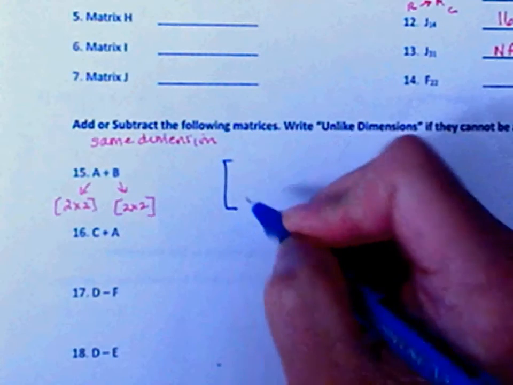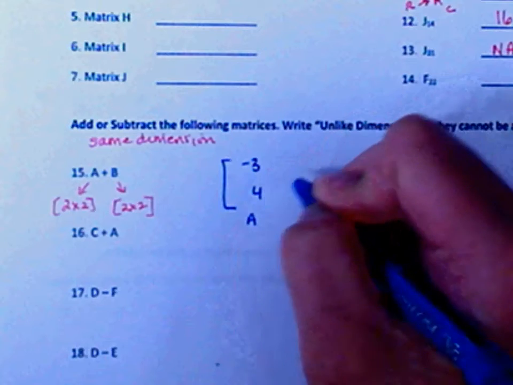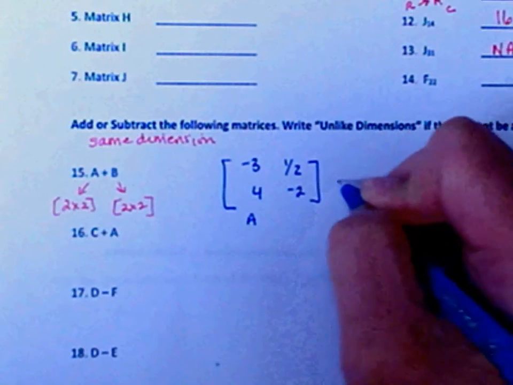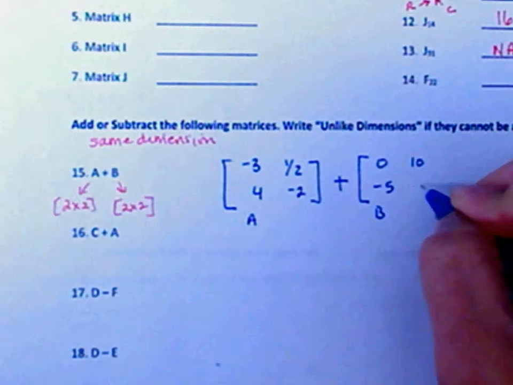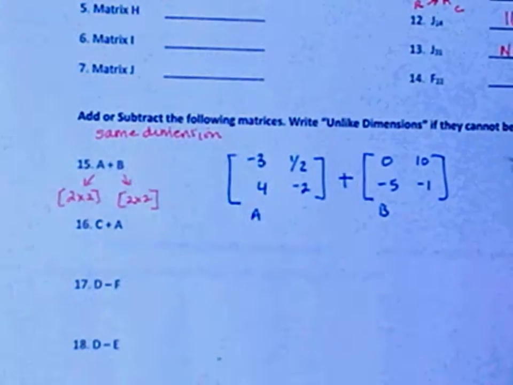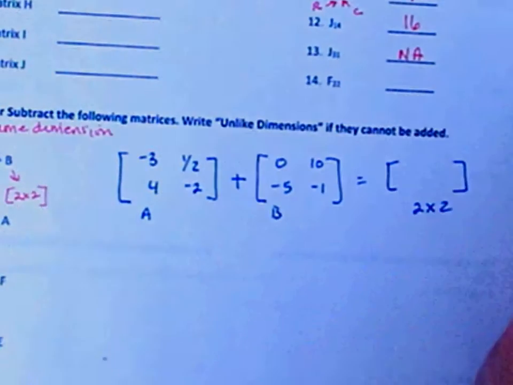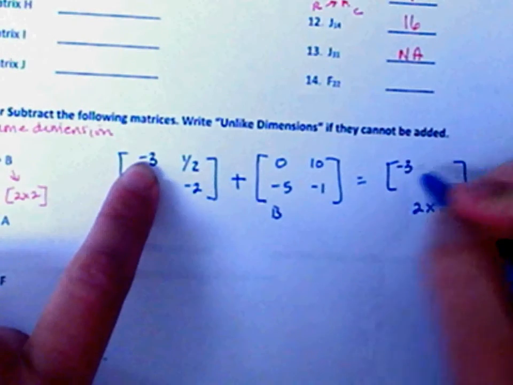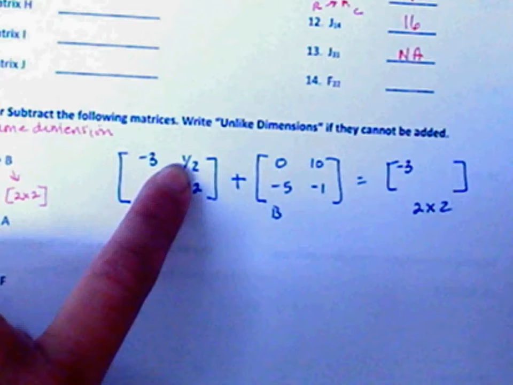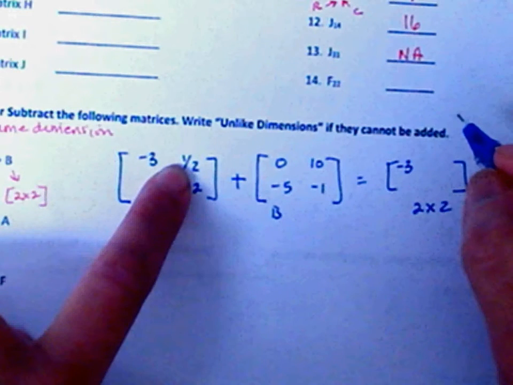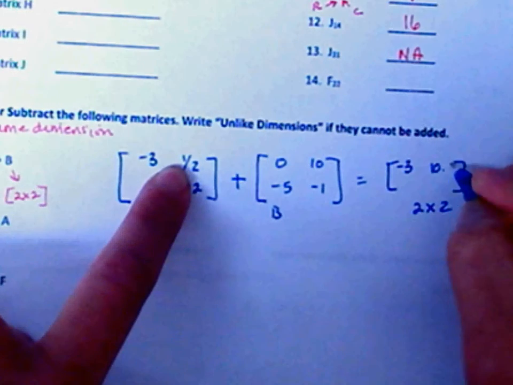So you have an A right here. I'm going to write this to be my A, and it's -3, 4, 1/2, -2. Add to B. What is your B? 0, 10, -5, -1. You notice your new dimension is going to be exactly the same. Let's take a look. -3 plus 0 is -3. 1/2 plus 10 is 10.5, which comes out to be, let me see, what's 10.5? I just went blank. So write 10.5 if you like.